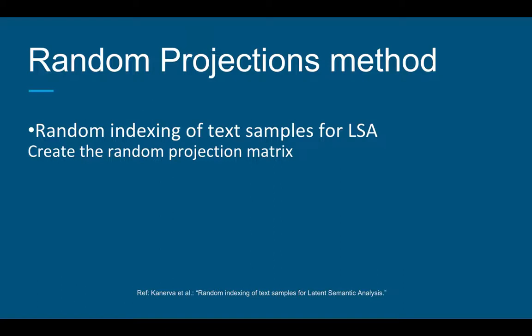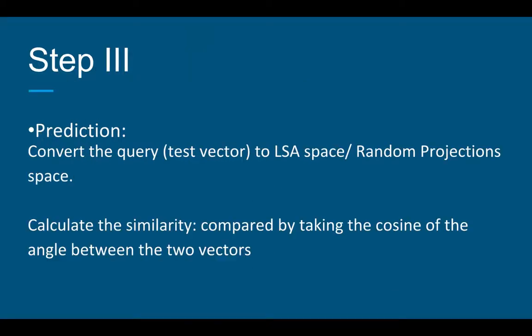And the random projection model is similar to the LSA model. The author proposed that the random indexing of text sample for LSA will yield more accurate predictions. So it will create the random projection matrix to do prediction.